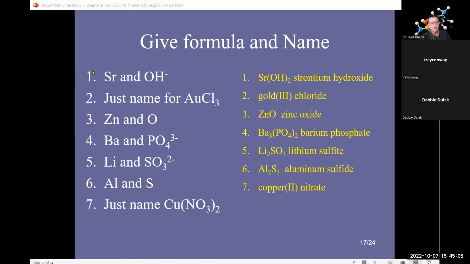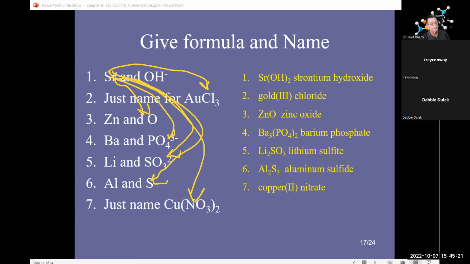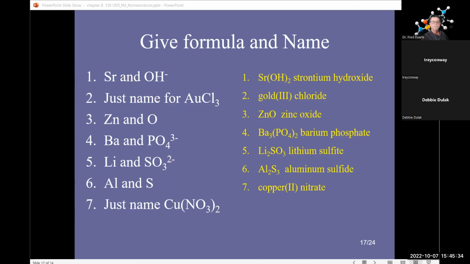You got strontium chloride, strontium oxide, strontium phosphate. Right here is strontium chloride, strontium oxide, strontium phosphate, strontium sulfite, strontium sulfide, strontium nitrate, and you do the same with zinc and barium and lithium and aluminum and copper. Okay, so now you're really starting to build up a large database of compounds.